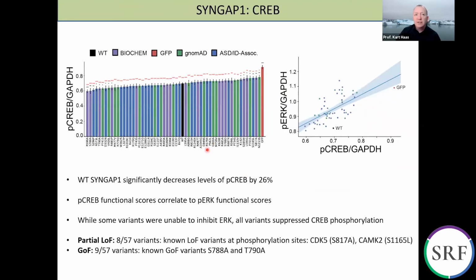And then finally, CREB, which is this downstream transcription factor. We found that while there was some dysfunction, all variants were able to inhibit CREB phosphorylation compared to GFP. So you see that they all show some activity, but some show partial loss of function, and then there are some gain of function phenotypes over here. So it's interesting that even in cases where variants don't suppress ERK phosphorylation, they all can affect this downstream CREB, suggesting that maybe it's working through multiple different pathways.